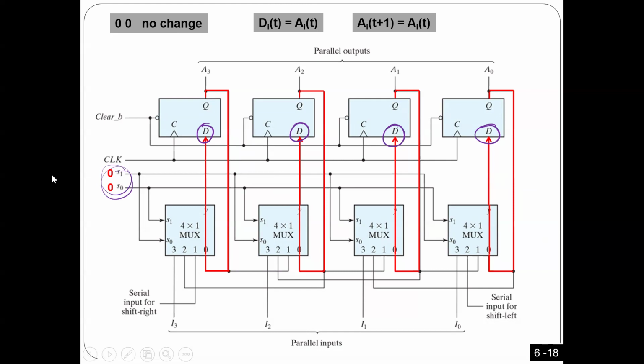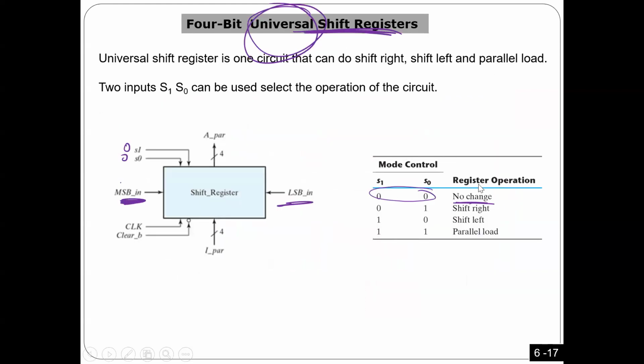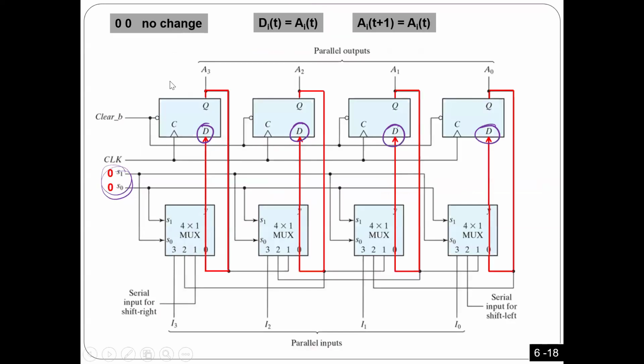I told you if the selection is 0, 0, I want to make no change. Okay. So how can you make no change? Actually, if I just loop this one back, whatever I'm storing, I loop it back. And that's exactly how I wired it. So the way I wired it, if I put 0, 0 here, you are going to connect to the first input. Okay, you are going to connect it here.